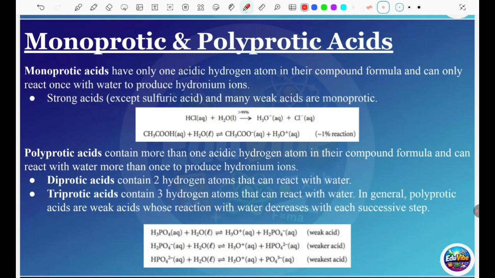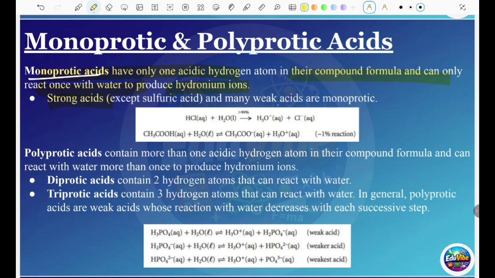First, we deal with the acids. The monoprotic acids have only one acid hydrogen atom. When you do the modifiers theory, if you get only one hydrogen atom and only one hydronium ion, this is called a monoprotic acid. In the compound formula, it can only react once with water and produce only one hydronium ion. So if you have this sort of thing, you have a monoprotic acid.